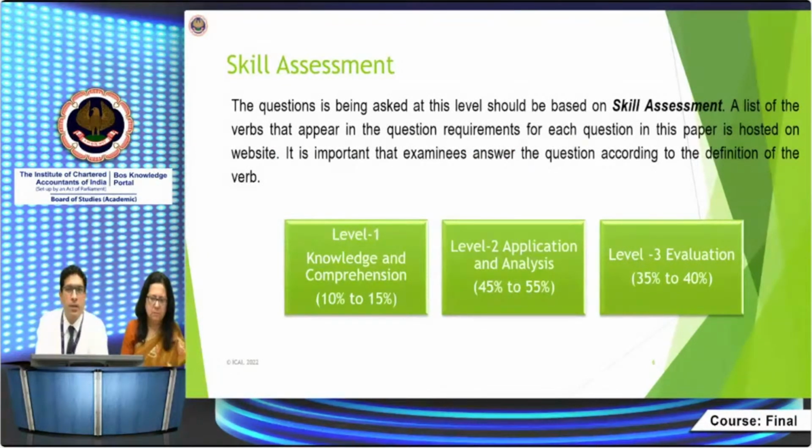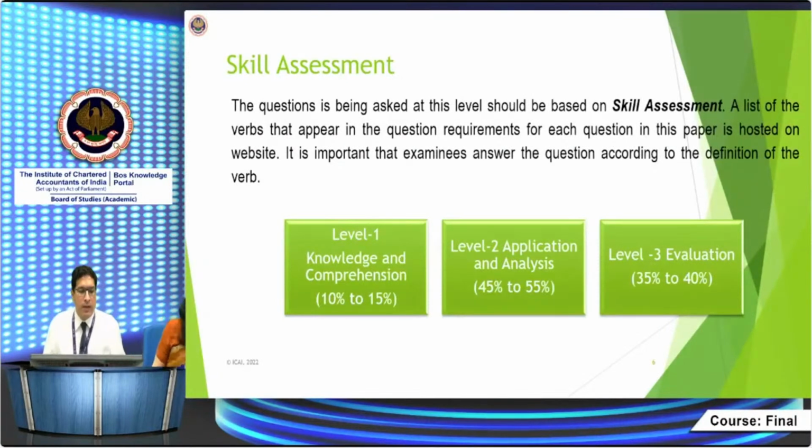Now, students, I will tell you about the skill assessment grid. There are three levels: level 1, level 2, and level 3. Level 1 is knowledge and comprehension, level 2 is application and analysis, and level 3 is evaluation. In level 1, you have to focus on your memorization skills. Here we have covered verbs like list, state, identify, define. Actually, here you have to use your memory skills, and simply learn and write.